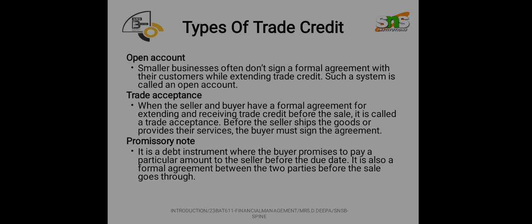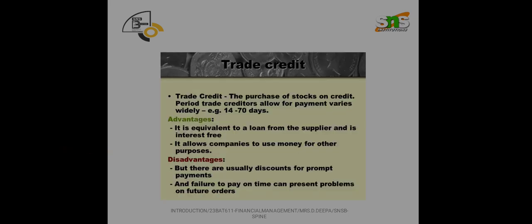And next, the promissory note is also the same as trade acceptance. Here also a formal agreement will be there. A promissory note is usually called a debt instrument, where at some later date the buyer will make the payment to the seller. That concept is called a promissory note, where the buyer gives a promise to the seller in a written document. And we can see here trade creditors with a period of, for example, 14 days to 90 days.